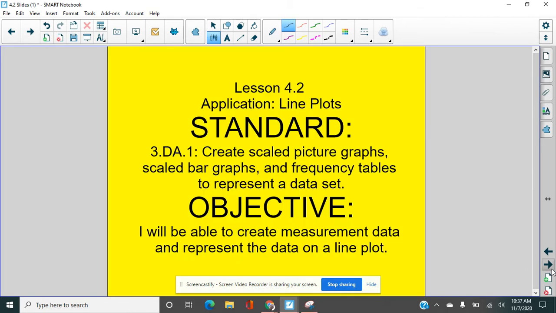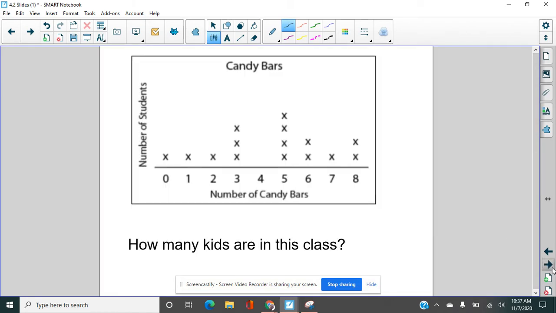So our goal here is to be able to create measurement data and represent data on a line plot. We'll be doing some of the creating of the data in our live session. Today, right here on the video and in your math journal, we're really going to focus on how we would represent the data. Okay. And so you can see we're representing a data set in our standard.